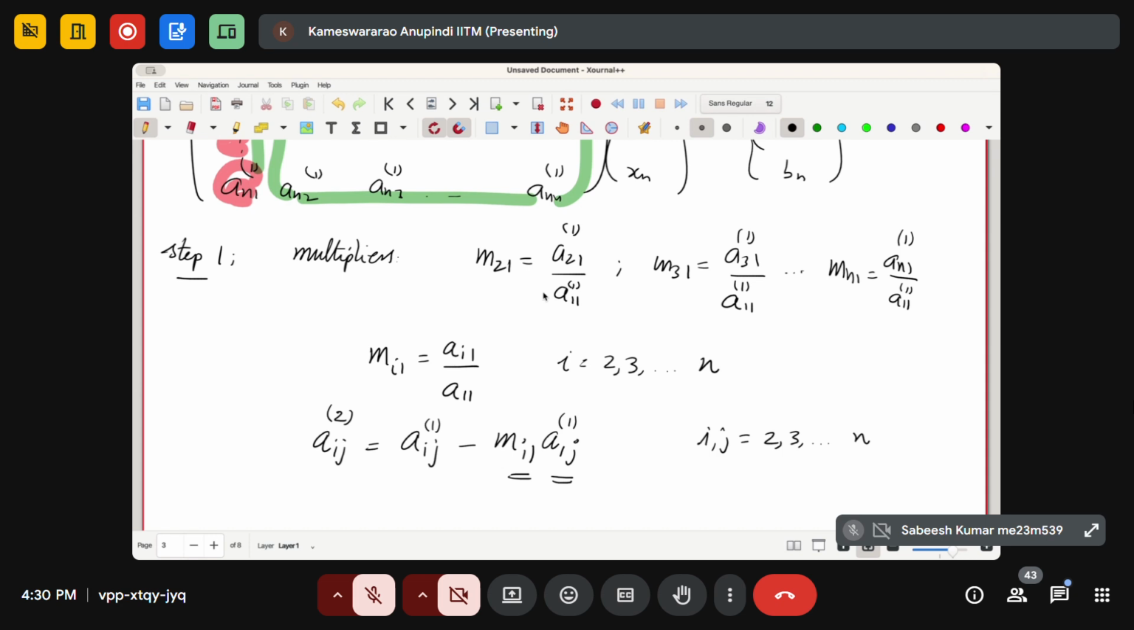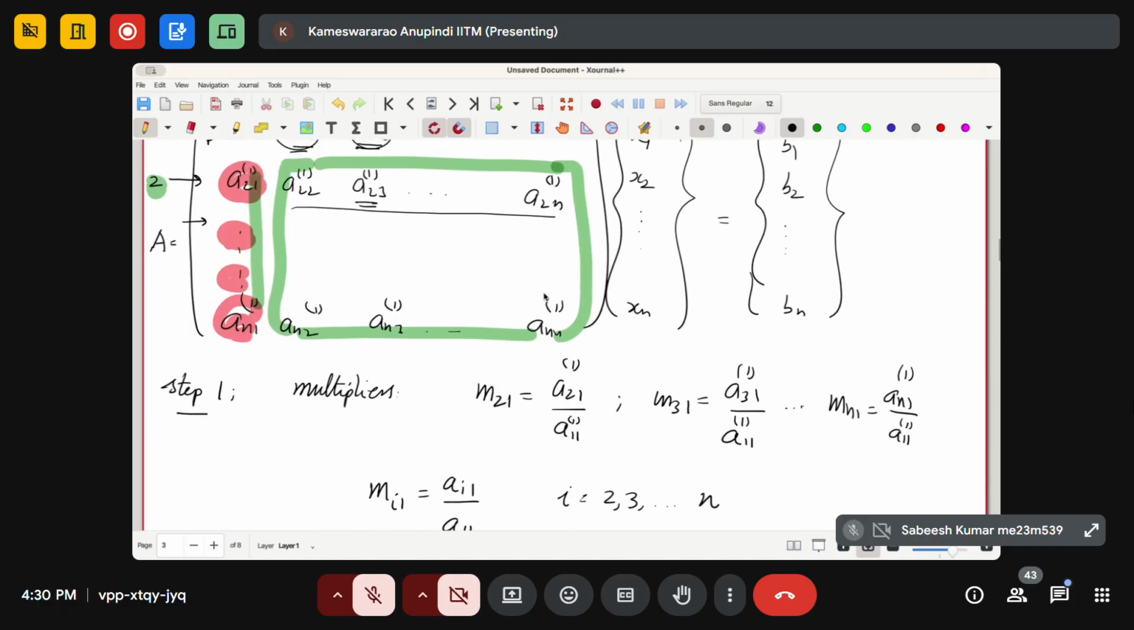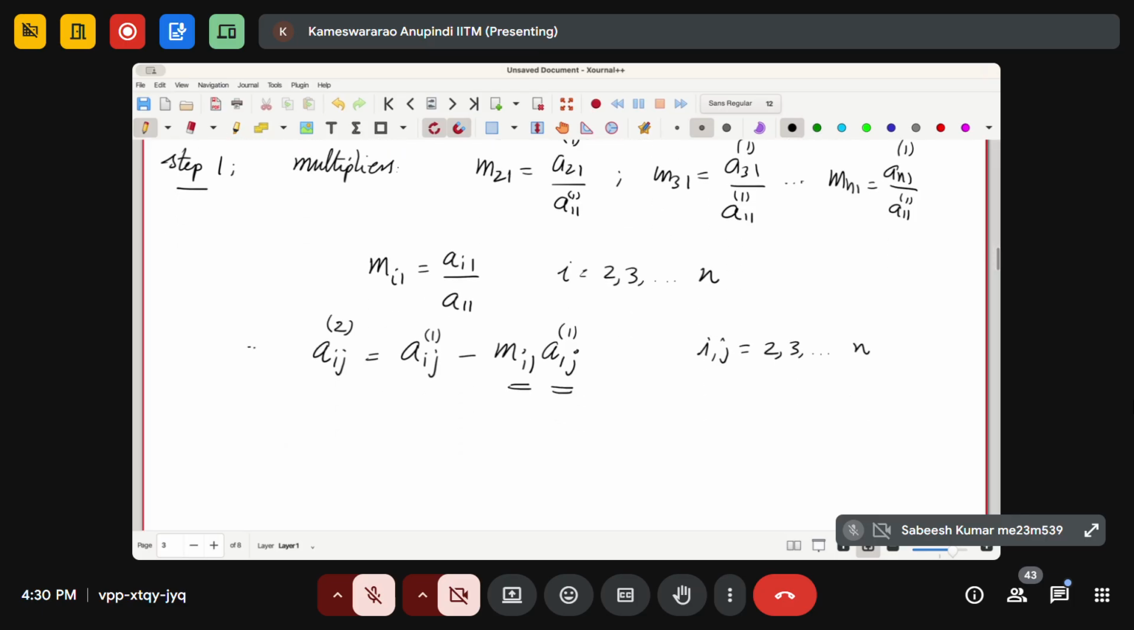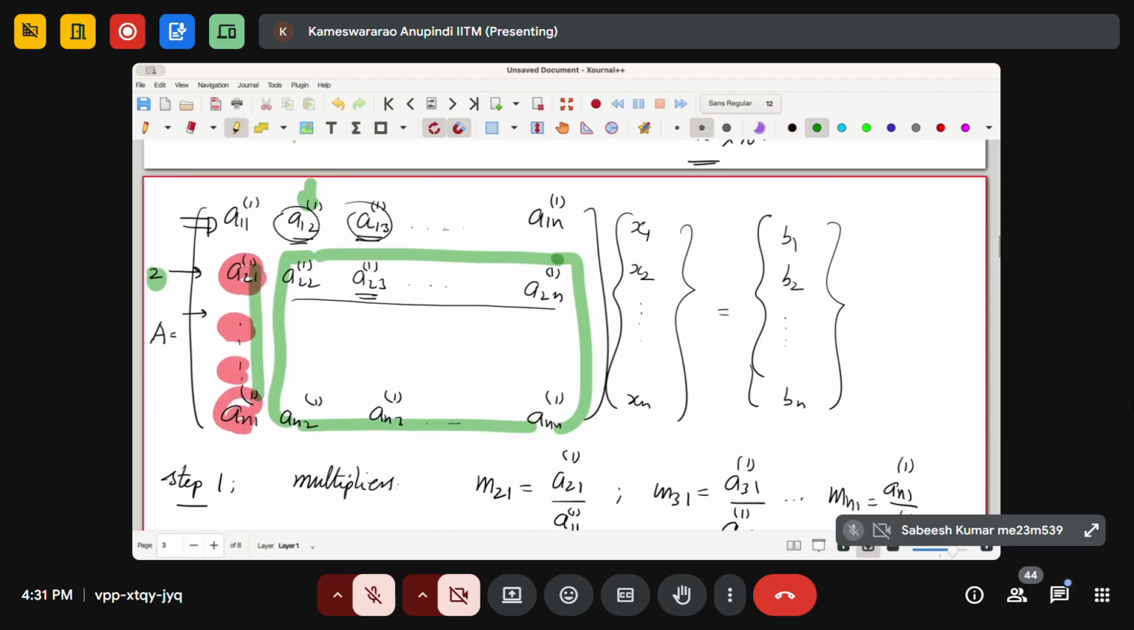I've just written this using the alphabets A and M for whatever we have done numerically. Once I perform this operation on my matrix A, I'm not done, because I should also modify my right-hand side. My right-hand side bi2 is going to be bi1 minus mi1 times b1 of 1. I have to use the multiplier, multiply with b1, and then modify all these values. That's what I should do.